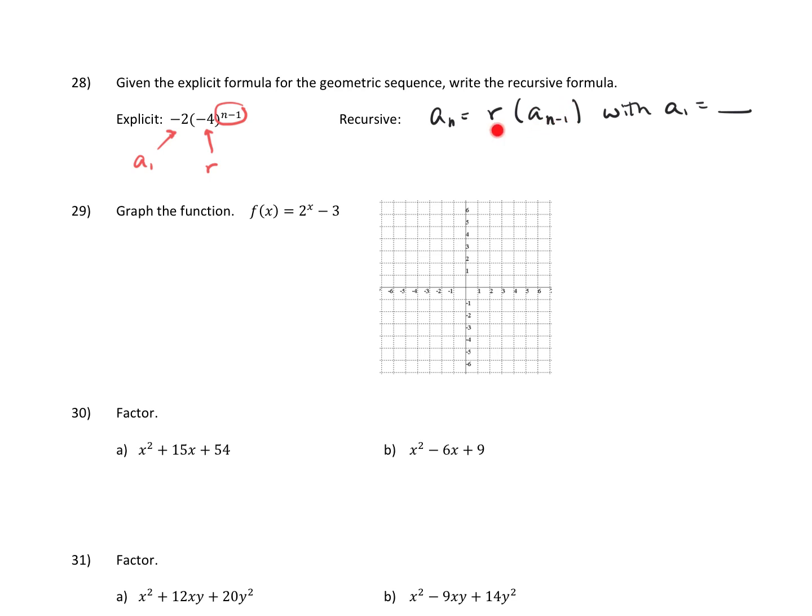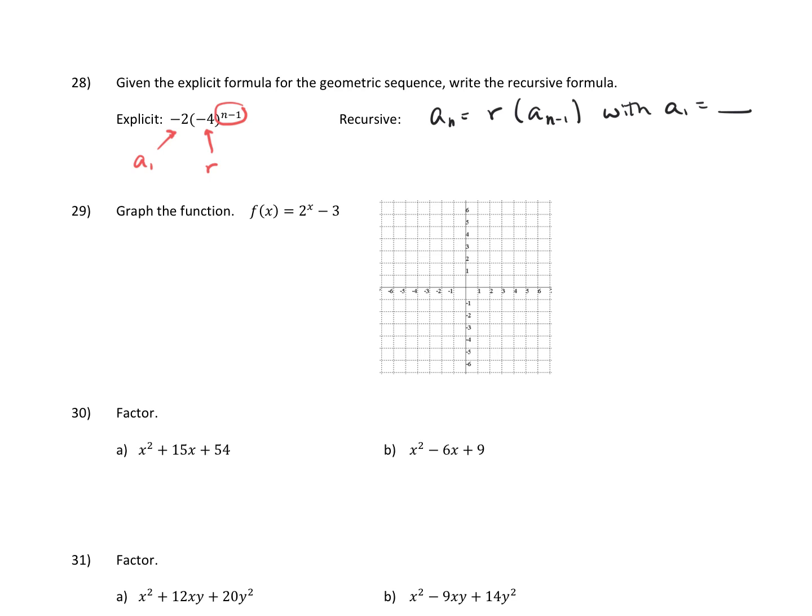You take the previous term, multiply it by your common ratio, but we do have to tell people where to start. So we give them a starting point, and then they know to continue to multiply the previous term times a common ratio. So we are going to follow this structure and fill in our information.